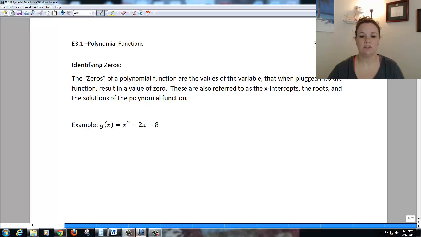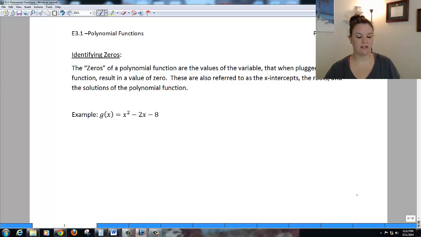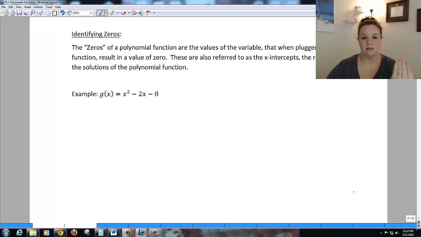The next thing we want to look at is identifying our zeros. Our zeros give us our x-intercepts. Now, when we deal with graphing polynomials, they say several different things. They say find the roots, find the zeros, find the x-intercepts. These are all the same thing. So what we're doing is really just setting y equal to 0 and solving. We can use factoring, the quadratic formula, grouping, whatever we need to do.